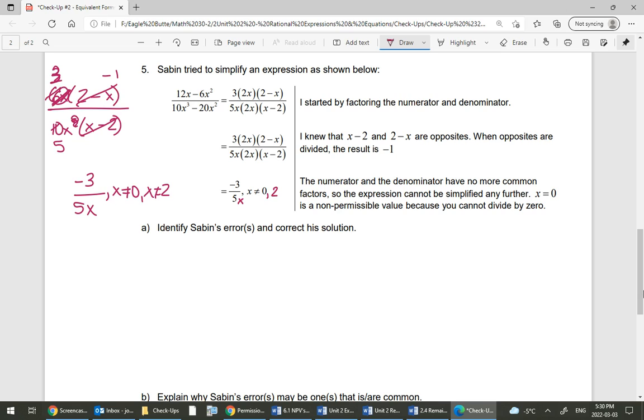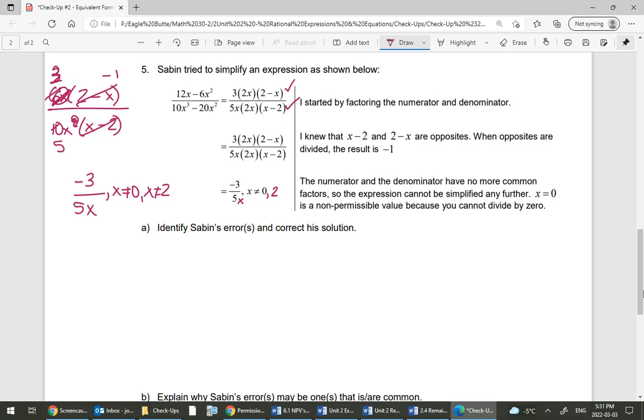So one way is to do it again on the side the way that you would do it. The other way is to follow the steps as they're given to you and see if they did anything wrong. So Sabin says he started by factoring the numerator and the denominator. Well, 3 times 2 is 6x. So 3 times 2 times 2 is 12, and we have 12x. And 3 times 2 is 6 times negative 1 is negative 6, so negative 6x squared. This one is correct. On the bottom, 5 times 2 is 10. X times x is x squared, times an x is x cubed. So that part's good. 5 times 2 times negative 2 is negative 20, and x times x is x squared. So this step is correct.